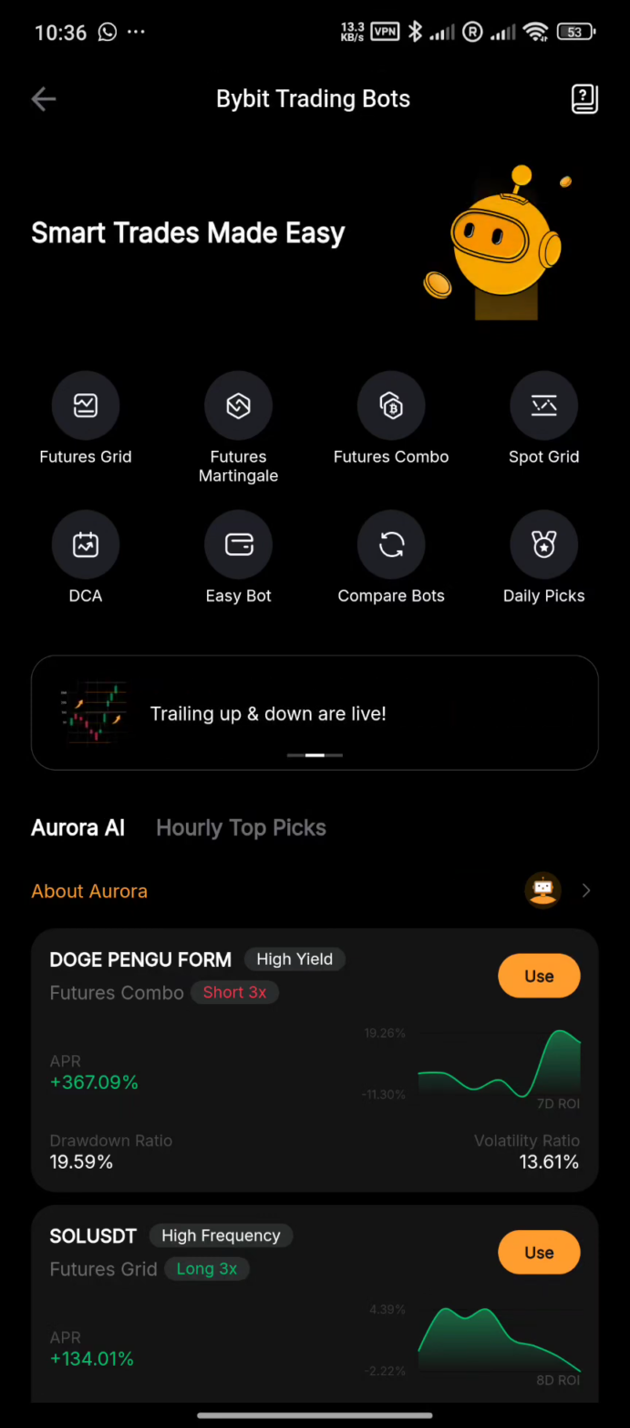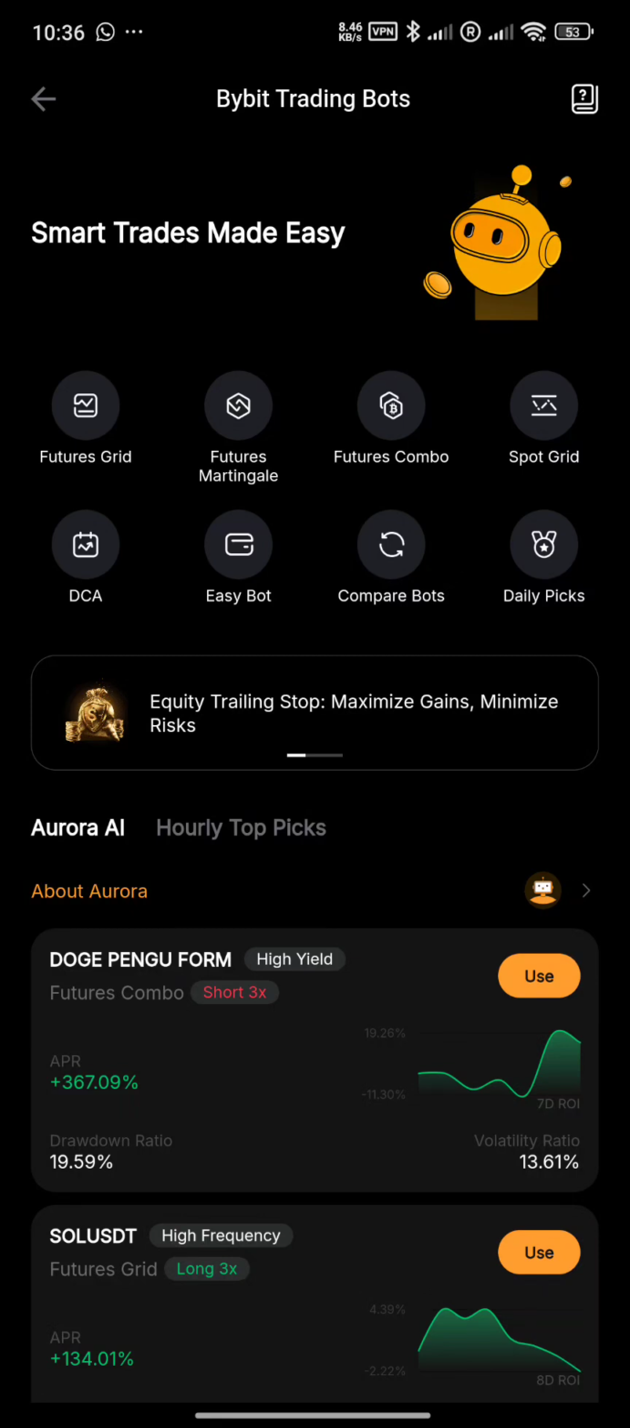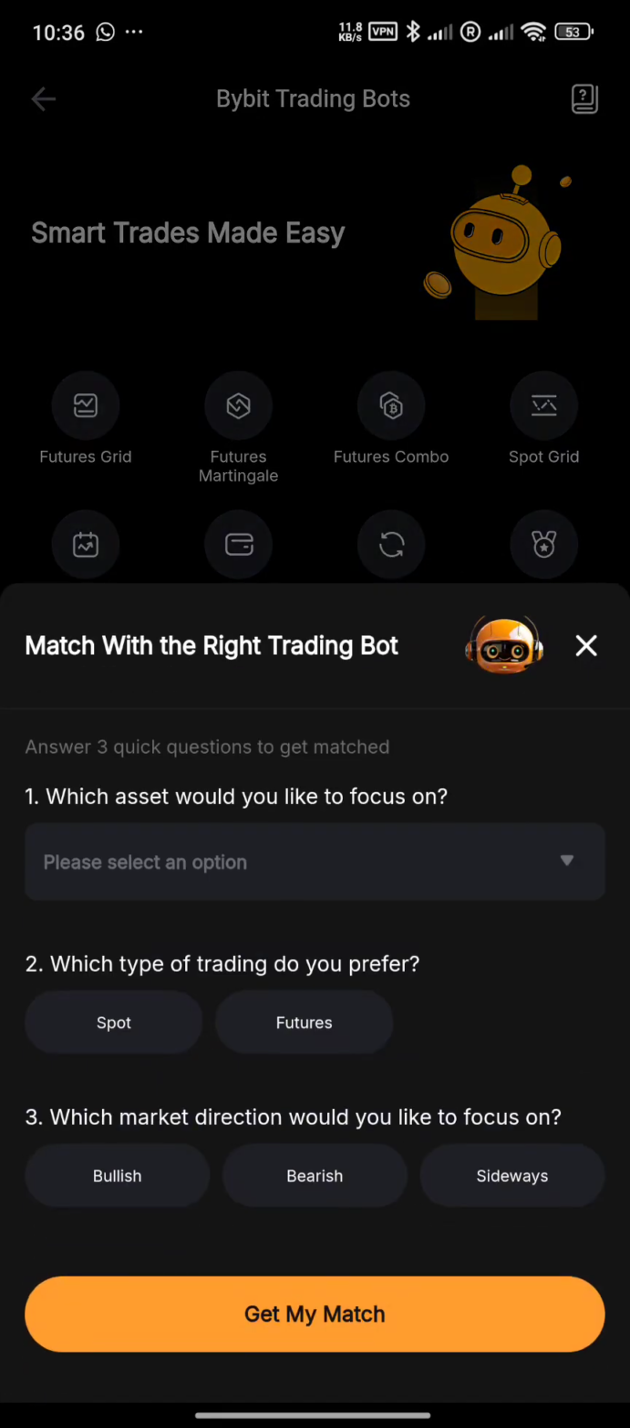So they have easy bot, they have compare bot and daily picks, spot grid, futures grid. We are going to be going to either futures grid or easy bot. So you can see easy bot, you see what asset you like. It's more like trying to match you with the right trading bot.